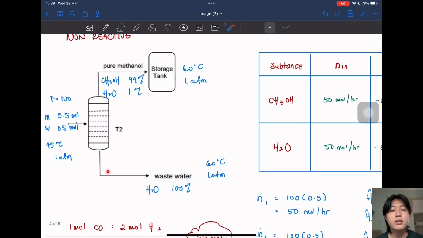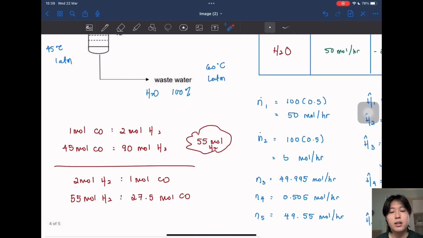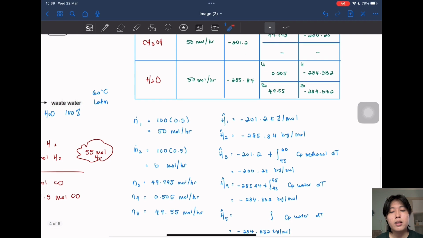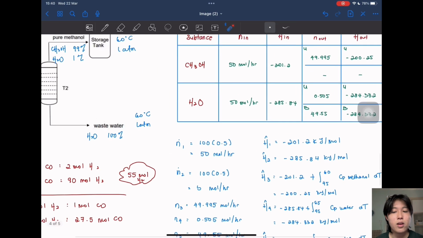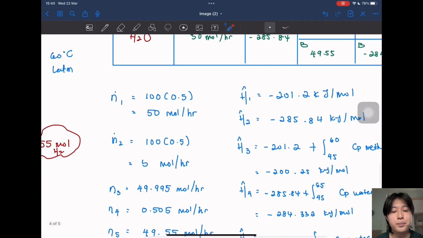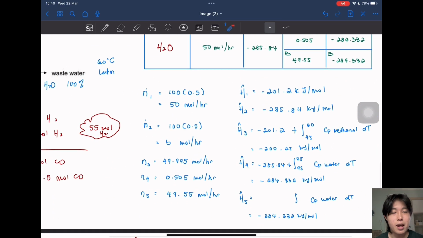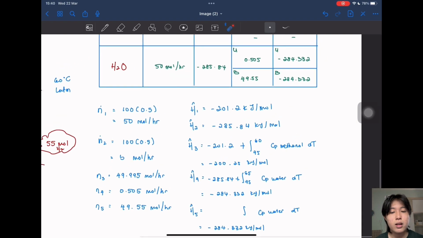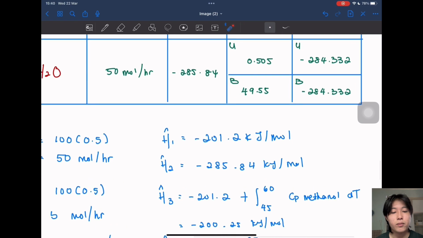So next is the non-reactive unit. This is the feed, the upper product, and the lower product. N1 and N2 both are 50 moles per hour because we assume that the methanol and water feed are equal. So N3, N4, and N5 I just take from the 2.3 mass balance molar flow rate.